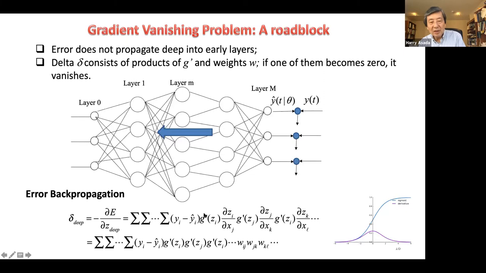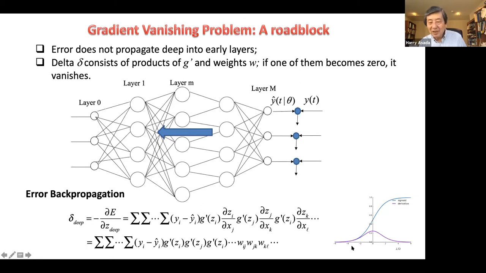So this is the original error over here. And then the output function's derivatives. And then this term, what is this? This one basically picks up the weight associated with unit i and unit j, so that's actually w_ij, right? So it turns out to be the long product of the output function derivatives and the weights.